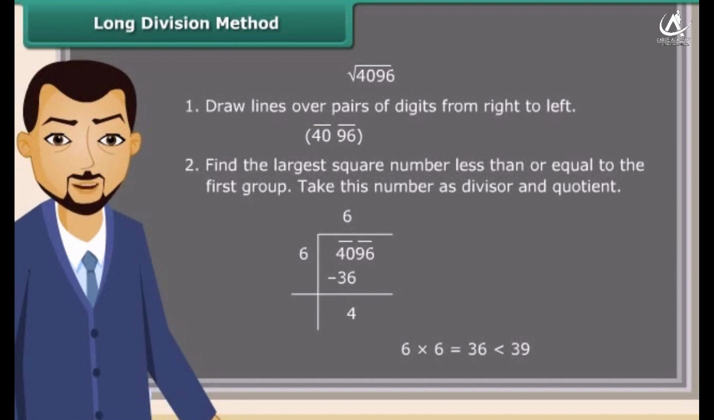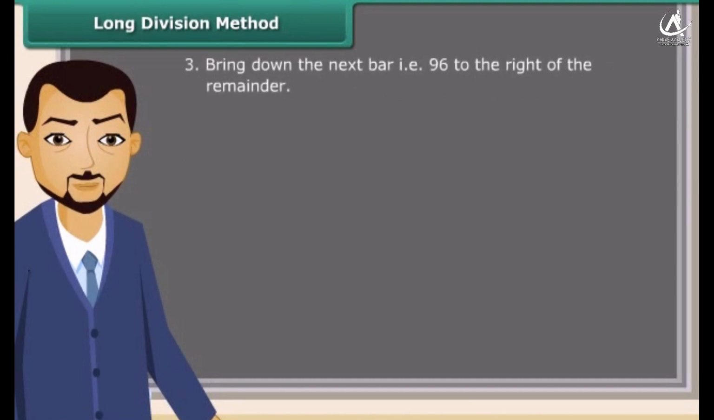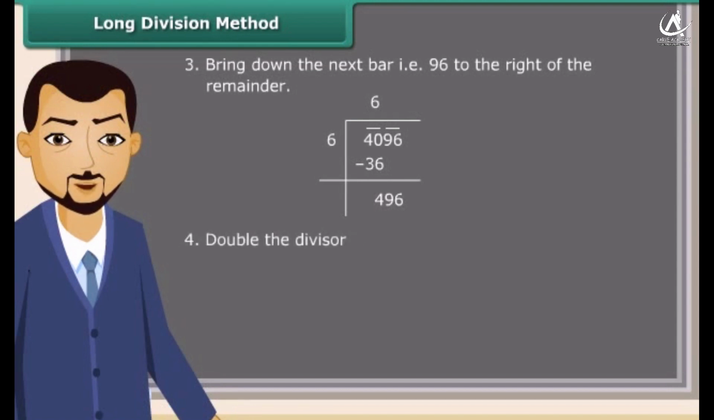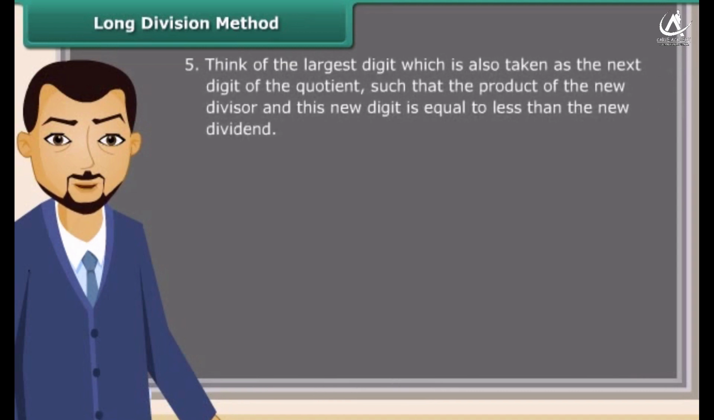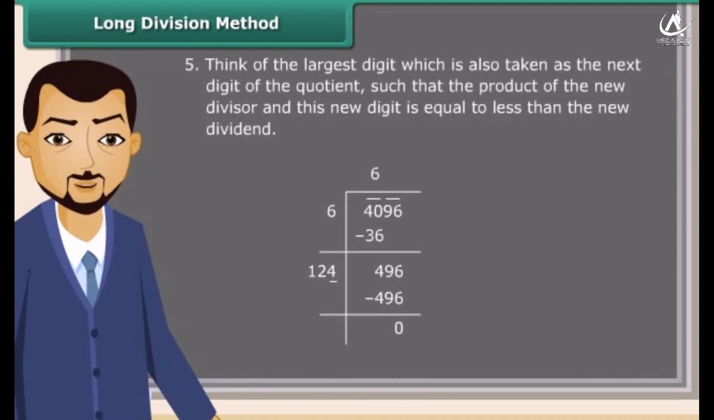Now subtract 36 from 39. After that, bring down the next bar, that is 96, to the right of the remainder. Now double the divisor. Next, think of the largest digit, which is also taken as the next digit of the quotient, such that the product of the new divisor and this new digit is equal to or less than the new dividend. Here we have 124 multiplied by 4 equal to 496. Since the remainder is 0, the square root of 4096 is 64.